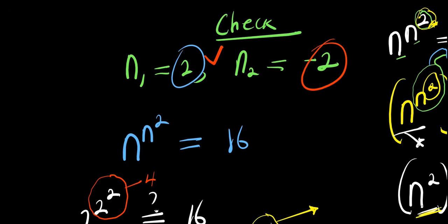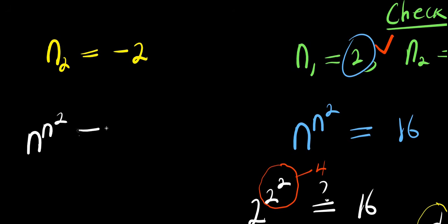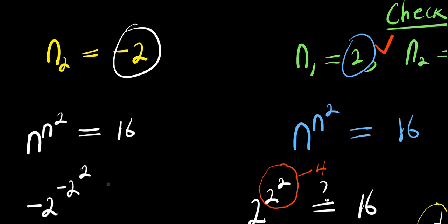Let's consider this other one here, when n equals -2. We have n power 2 equals 16. We substitute -2 for n, and let's check if it's going to satisfy the equation. So this means you are going to have -2 power -2 power 2. Is this equal to 16? Now, we do the same thing again.